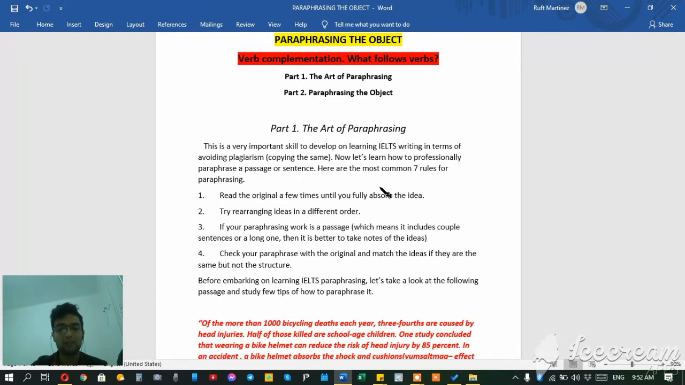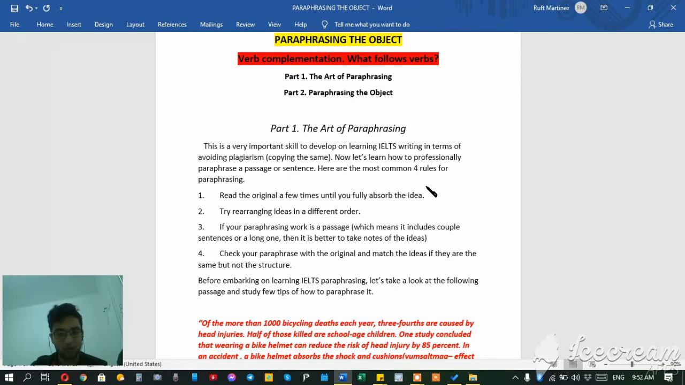So now let's learn how to professionally paraphrase a passage, which means a text, a paragraph, or a sentence. Here are the 4 rules of paraphrasing. There were 7 actually, but I reduced it to 4. And these are not about IELTS actually.